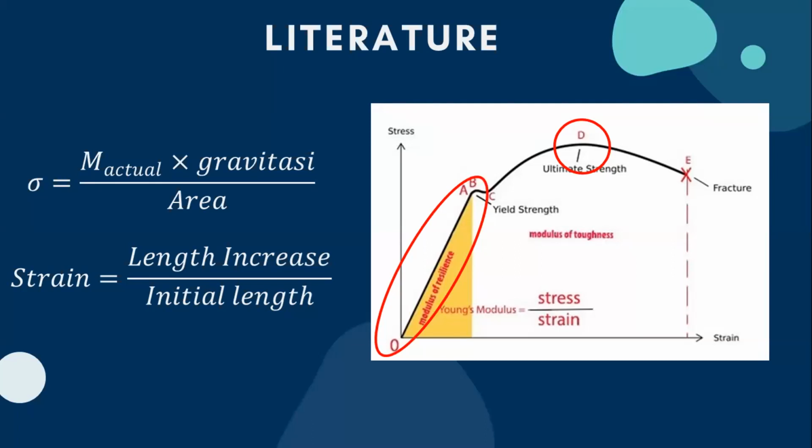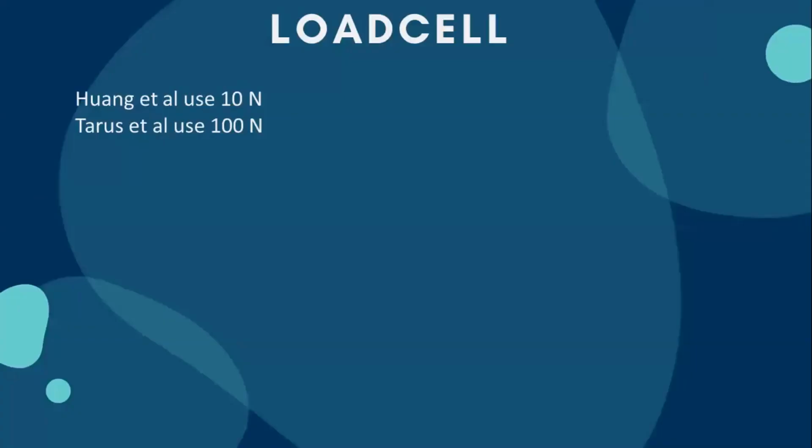So to get the mechanical properties, we require force and the length increase. For force, in some papers, Huang et al. used a 10 Newton load cell and Tarus et al. used a 100 Newton load cell. So in this paper, we will use a 100 Newton load cell.